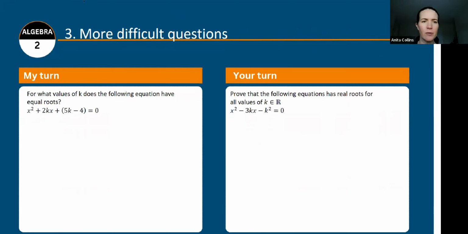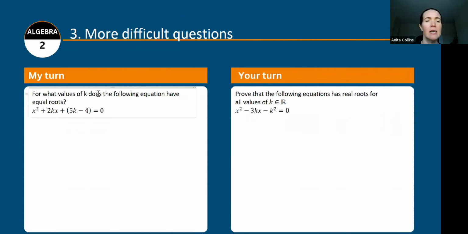Okay, so let's have a little look at a few more difficult questions, and these would be a bit more typical of exam style questions. So for what value of k does the following equation have equal roots? The equation looks a little bit unusual, kind of quadratic, but a bit weird at the end. And then it says for what values of k? I don't know what's going on with k, but I do see the key words equal roots.